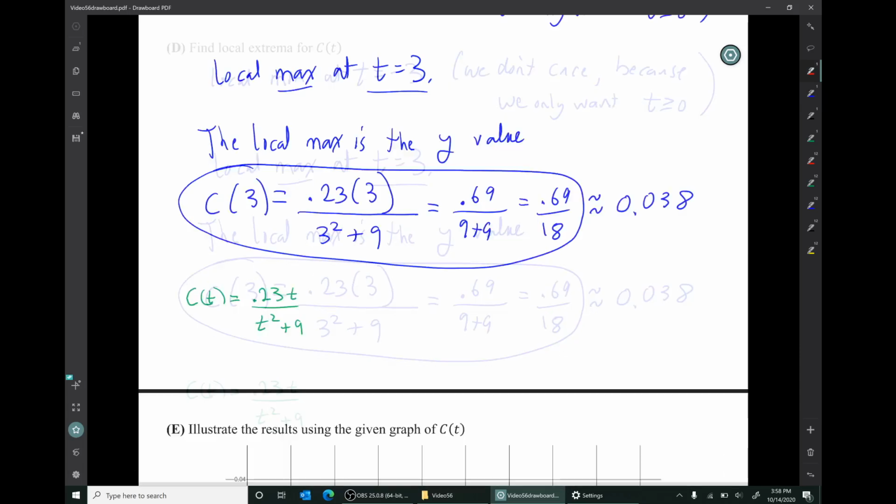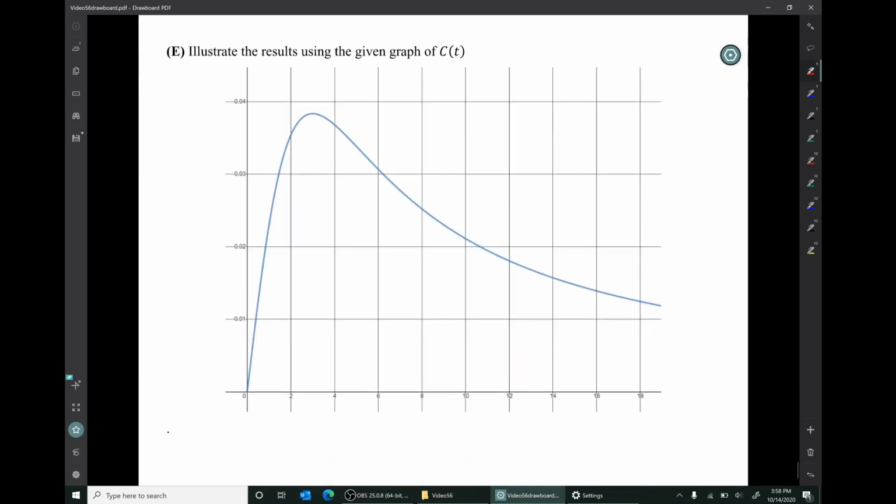There's one more part to this question. Illustrate this result using the given graph of c(t). Well, we found that there's a local max at t equals 3, and we can show the t and the c(t) coordinates, roughly 3, 0.038. This y coordinate is about 0.038. And we see that to the left of that max, the graph of c is going up, and to the right, the graph of c is going down.